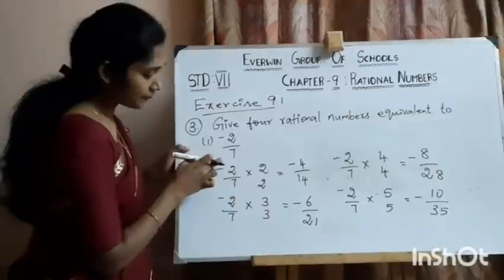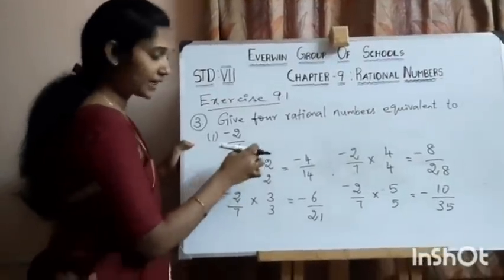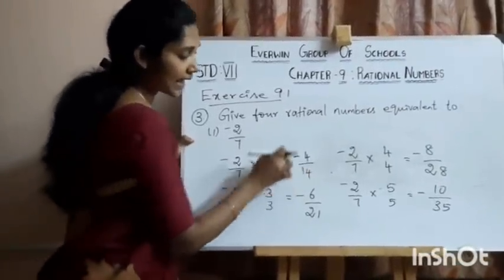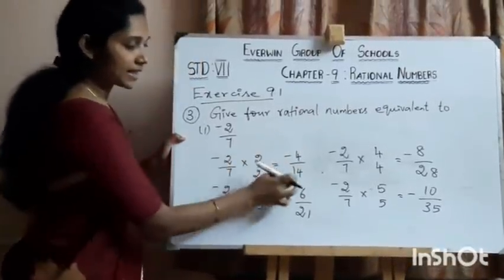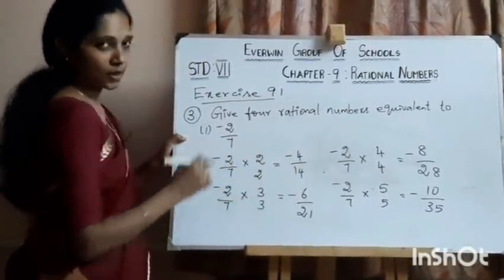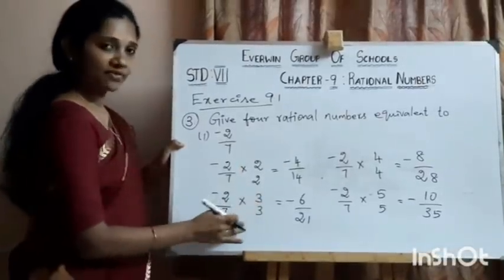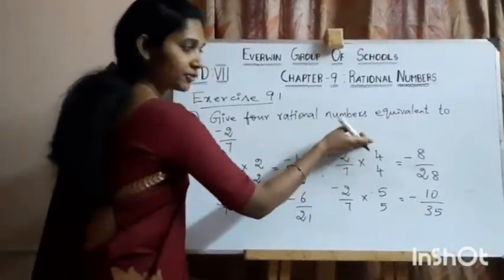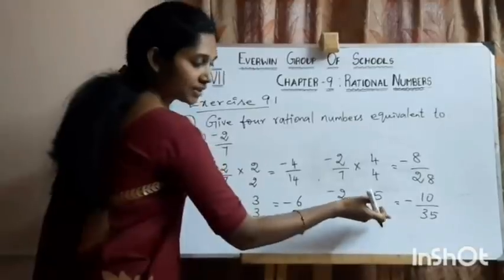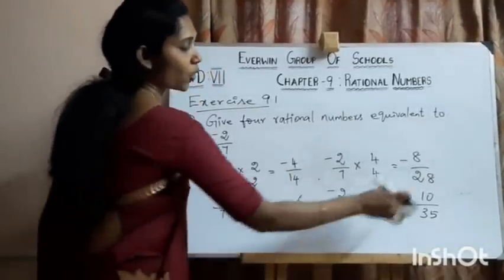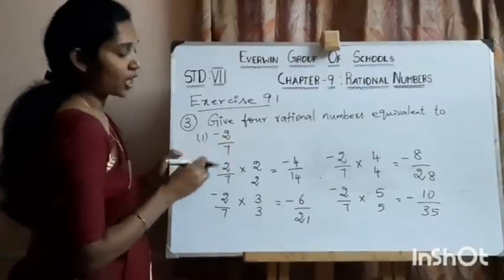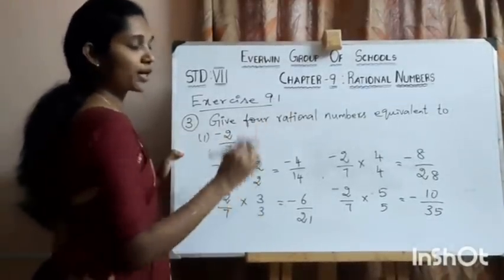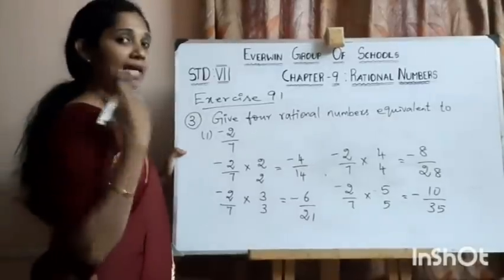So I am multiplying the numerator and the denominator with 2 and I am getting again a rational number. This rational number is equal to this. Similarly, I am multiplying with 3, with 4 and with 5. So, these are the 4 rational numbers that are equivalent to minus 2 by 7. Not only 2, 3, 4 and 5, you can multiply it with any number.